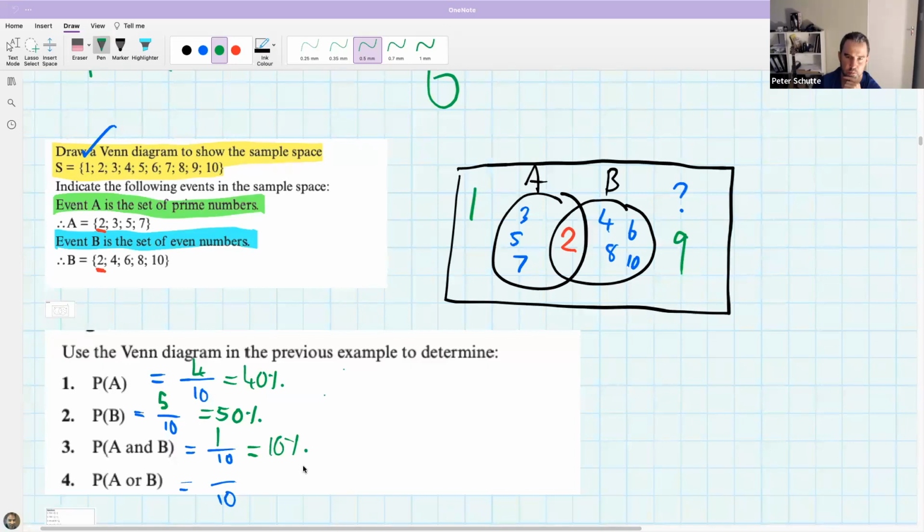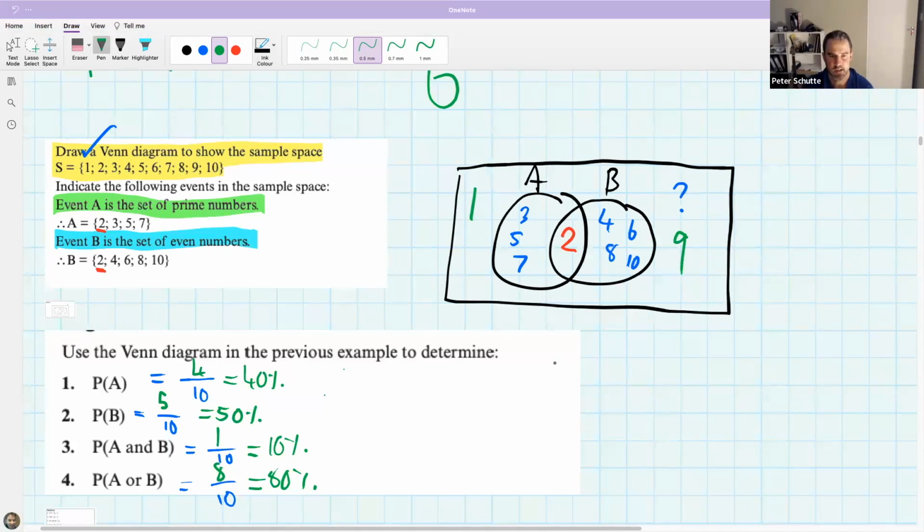And what is the probability I will choose either something that is a prime or even or both? Well, if you're prime, you're in A. If you're even, you're in B. I'm really worried about how many items are in A or B. It can be anywhere here, and I see 8 items. So there's an 80% chance you'll get a prime number or an even number or both of them.